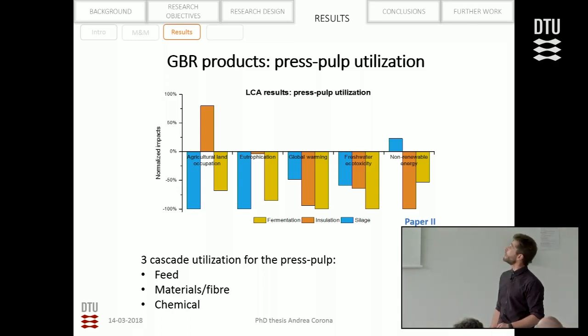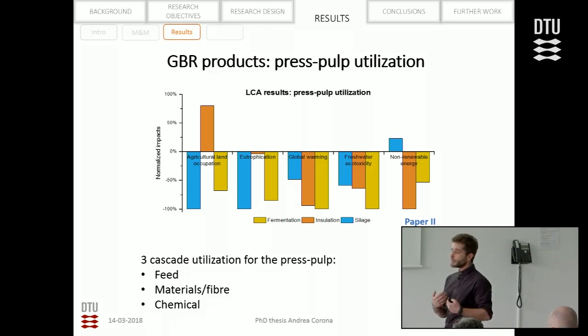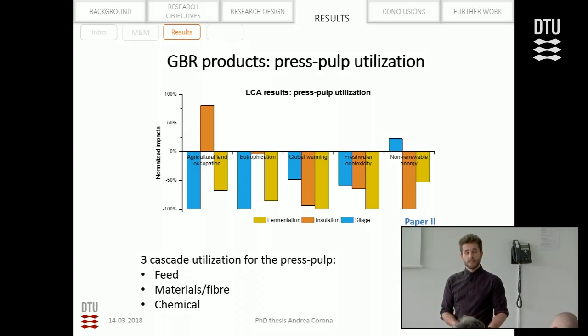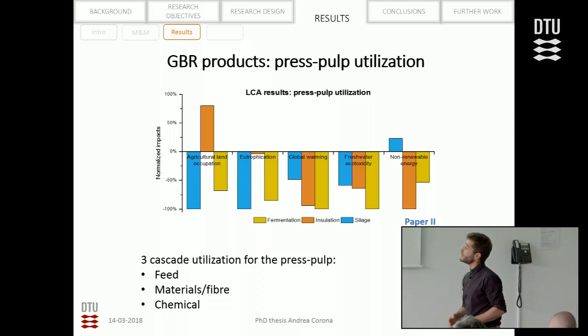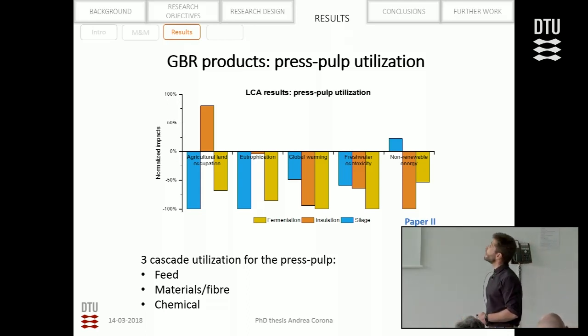As you can see, the main result that we can find from this graph is that the savings and the environmental performance are highly depending on the type of product we are making. If we are making and substituting an agricultural-based product, such as, for example, the case of silage, we can have a large saving on the agricultural-related impact categories, such as agricultural land occupation or eutrophication. While, contrary, when we are making a material, and in this case we are making a fiber which replaces glass fiber, we can see that large savings are achieved in the energy-related impact categories, such as non-renewable energy and global warming.